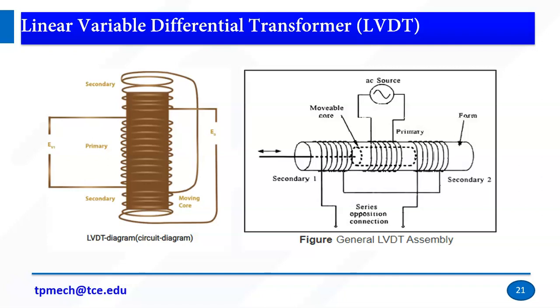So for object displacement, I place the object inside the hollow cylinder. If the object is in the central position, we can say it's a null position. If the object is on the right side, then VS2, secondary voltage 2, will be higher. So I can understand that there has been a displacement from here.